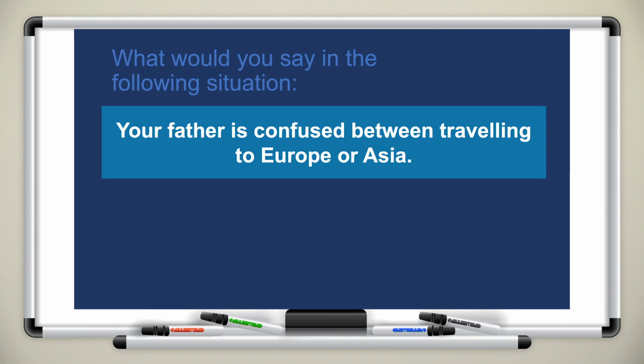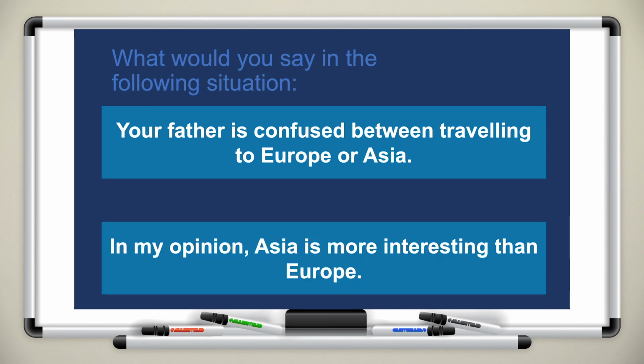Now think about it. If your father is confused, what are you going to say? And write what you're going to say. For example, I will say, in my opinion, Asia is more interesting than Europe. What did you do here? You shared your opinion. You said, in my opinion, Asia is more interesting than Europe. So here you imagined yourself in this situation and you gave your opinion.